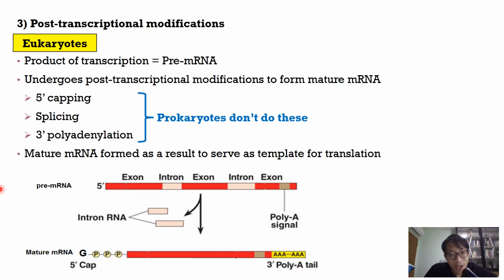Right, so all this doesn't happen in the prokaryotes. In prokaryotes, the mRNA is already functional for translation right after transcription. But for a eukaryote, the mRNA cannot be translated yet. If the pre-mRNA is translated, the protein would be non-functional. So there must be these 3 processing steps or modifications to form the mature mRNA.